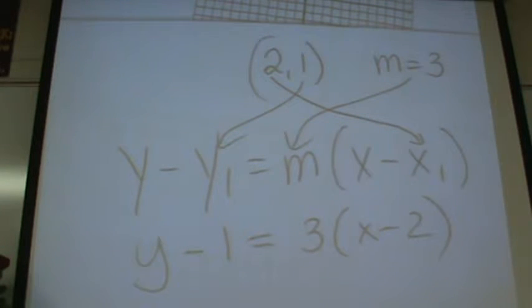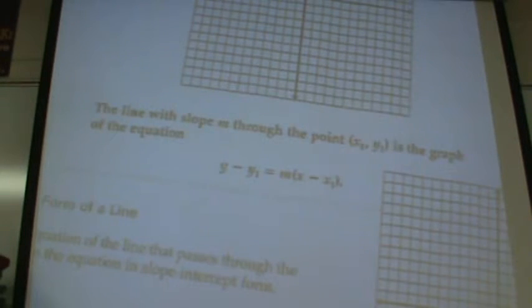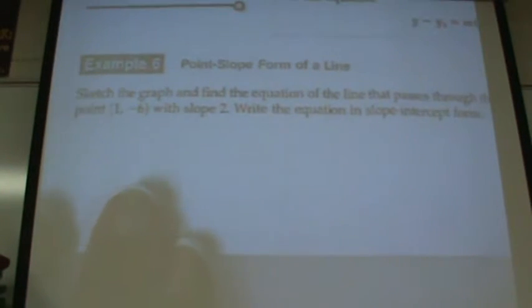Now, what if they say, write it in slope-intercept form? What are you going to do now? Get the 1 on the other side. Distribute the 3 first and then add 1, yes, okay. So, how do you do example 6? I'm going to give you the point 1, -6 and the slope of 2. I want you to do 2 things for me. I want you to graph it, and I want you to write the equation in slope-intercept form. So those 2 things you're going to do for me.